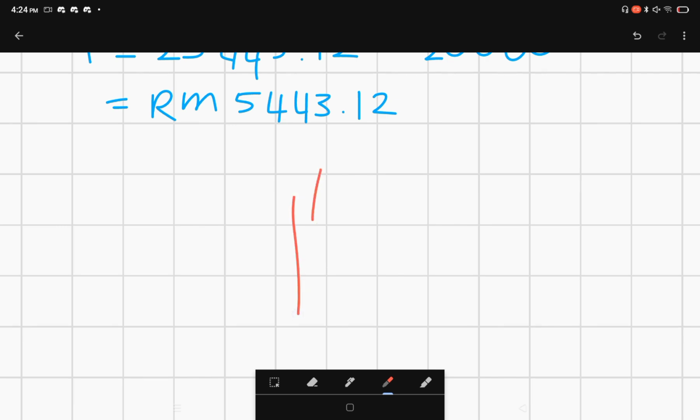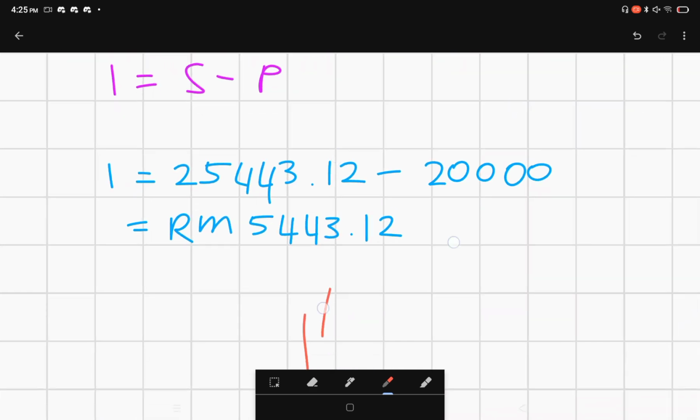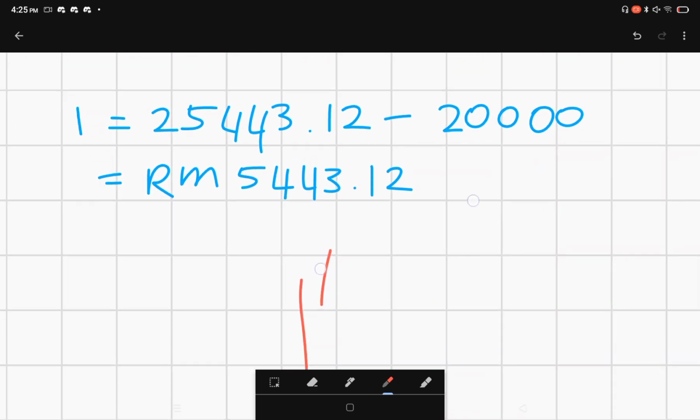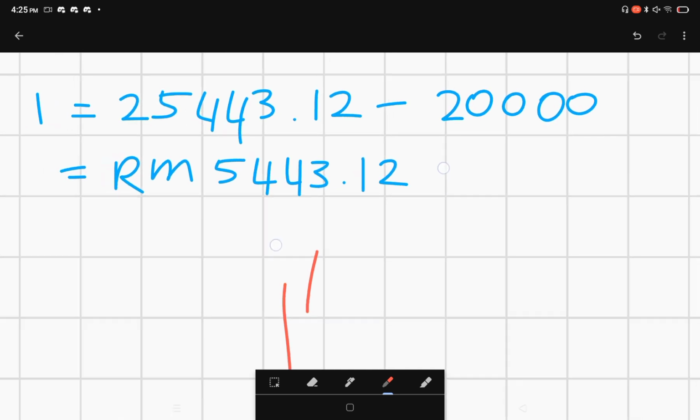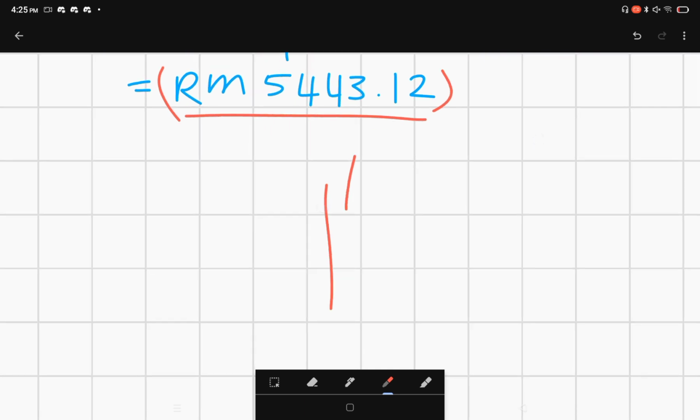So in conclusion, the total amount to pay after 5 years is this amount, which is 25,443 ringgit 12 cents, and the total interest paid is 5,443 ringgit 12 cents.